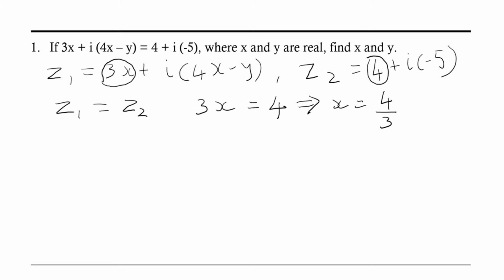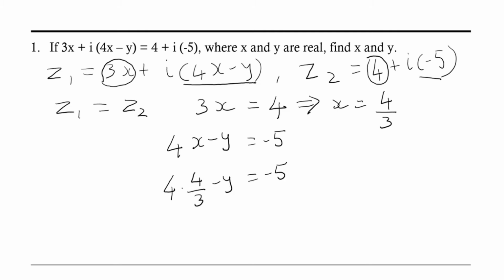Similarly, if two complex numbers are equal, their imaginary parts are also equal. The imaginary part of z1 is 4x minus y and the imaginary part of z2 is minus 5. So we can equate these two: 4x minus y is equal to minus 5. From this we can get the value of y. We already got the value of x as 4 by 3. I am substituting x is equal to 4 by 3 here. 16 by 3 minus y is equal to minus 5.